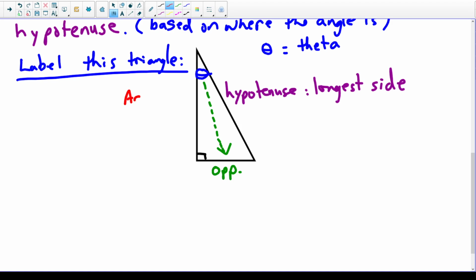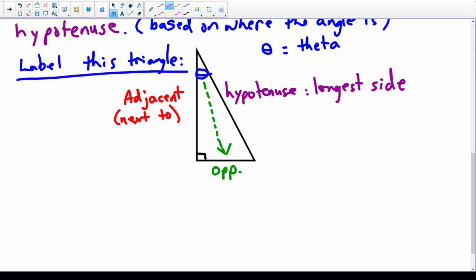So the adjacent side is here, and I'll just write that the word adjacent means next to, so hopefully you'll remember how that works. Now this is always based on theta. The hypotenuse is the only one that we don't need to know theta for.